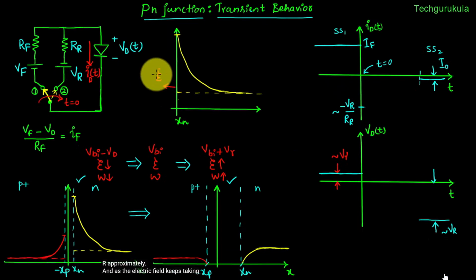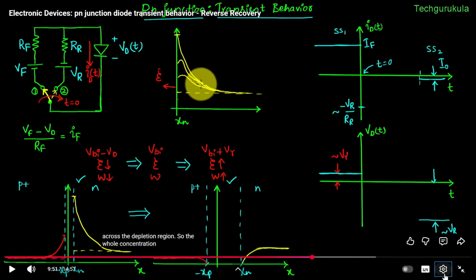And as the electric field keeps taking up the holes, the hole concentration at the edge of the depletion region would decrease and it would become like this. And as time progresses, the electric field would increase. As a result, more number of holes would actually be swept across the depletion region. So the hole concentration would decrease.